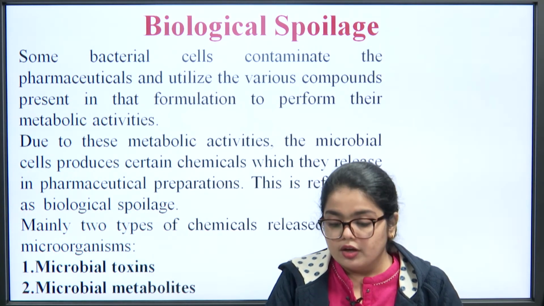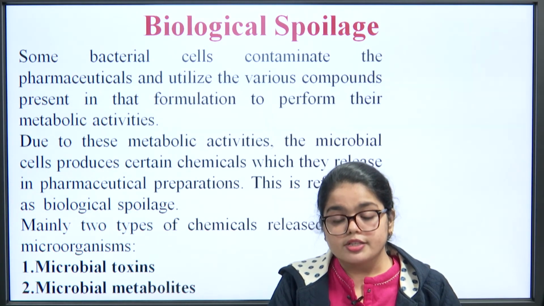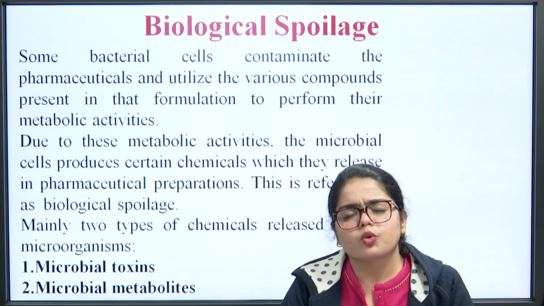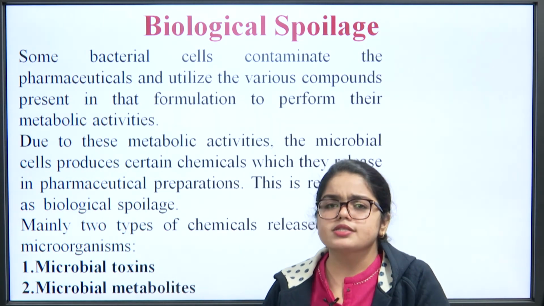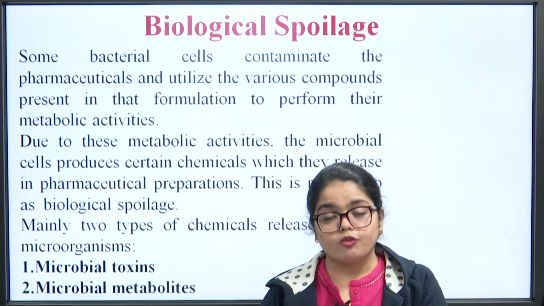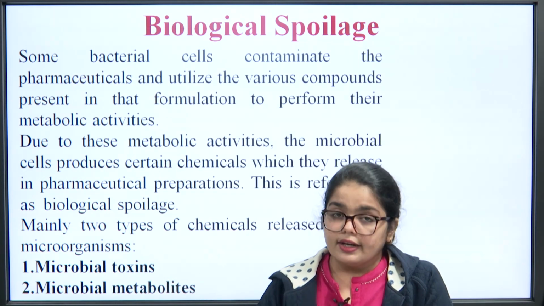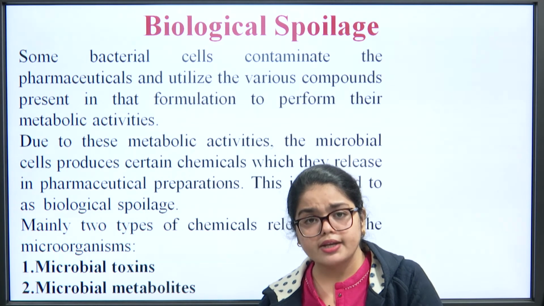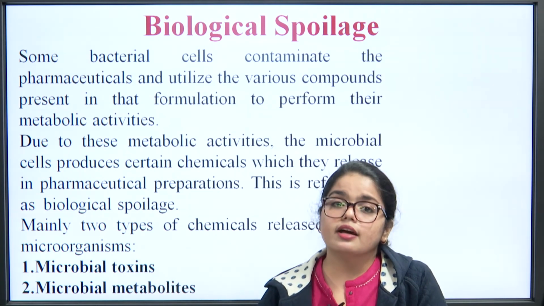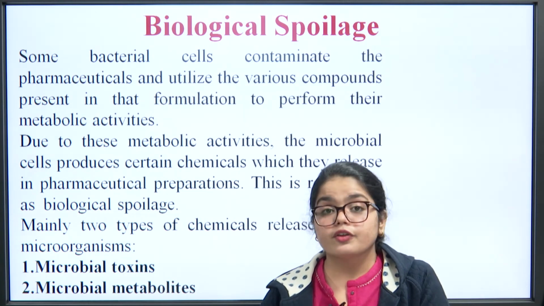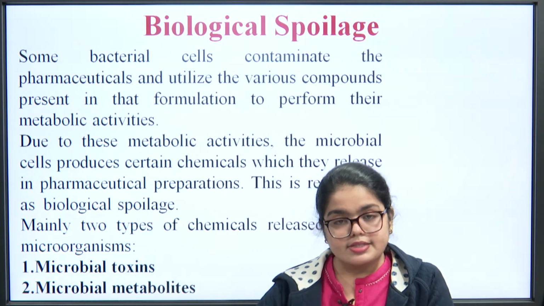Mainly two types of chemicals are released by the microorganisms. First is microbial toxins and another is microbial metabolites. What is the difference between metabolites and toxins? When we say microbial toxin, that means the microbe is preparing itself for self defense, then it synthesizes the toxins. When we talk about the metabolites, metabolites are the substances that are synthesized by the microbe for their own consumption. Although both of them are not fit for our consumption, this is the difference.